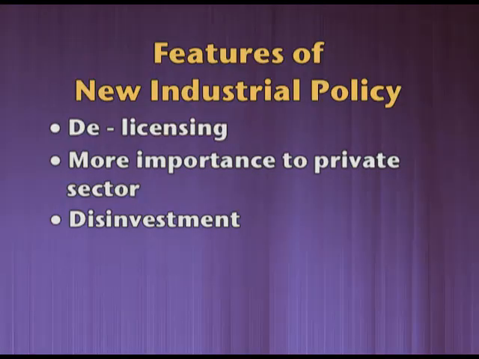The third feature of the New Industrial Policy was disinvestment. Earlier, the government was keeping investment only in the public sector, and now the government is thinking of the private sector. So it starts selling a part of the public sector to the private sector, so that the financial resources and natural resources of the public sector and the professional efficiency of the private sector come together, which will certainly help in giving better products and better services to all the people of the country.